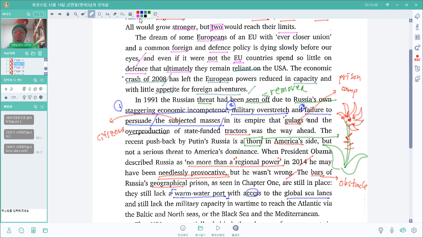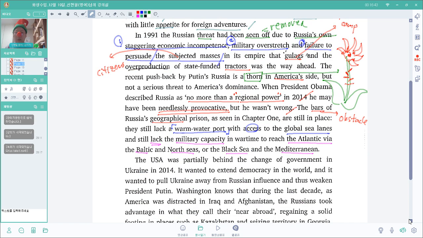They need to have access to the global sea through this warm water port. And also Russia still lacked the military capacity in wartime to reach the Atlantic via the Baltic and North Seas or the Black Sea and Mediterranean. So in a military emergency, Russia has to cover all these areas: Atlantic, Baltic, North Sea, Black Sea, and Mediterranean. Russia has to cover all this huge ocean over the world, and they need a huge amount of military power to cover this area, but Russia seems to lack that military power.